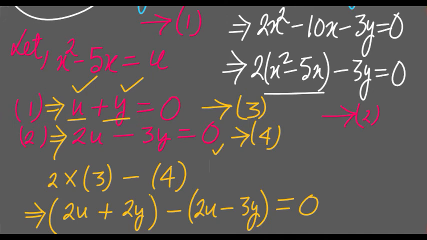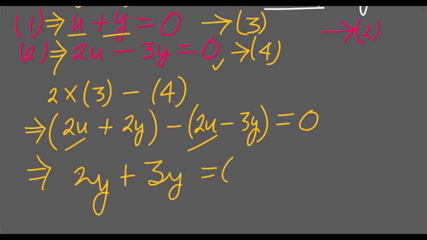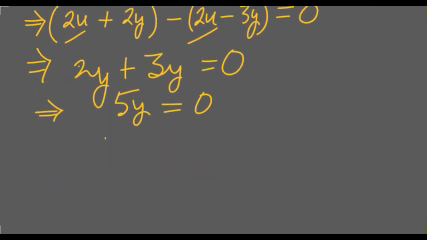And then after removing the bracket, the 2 u's get cancelled, and you will have 2y plus 3y equal to 0, and that would imply 5y equal to 0, and that would give us, therefore, y is equal to 0.